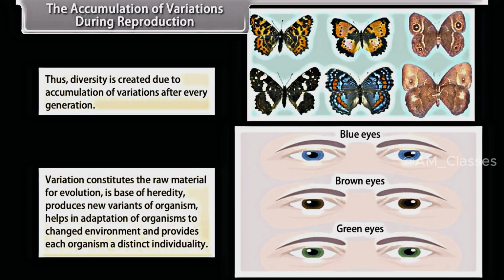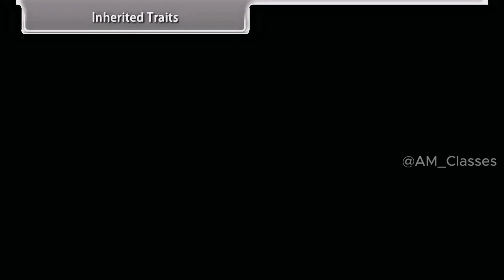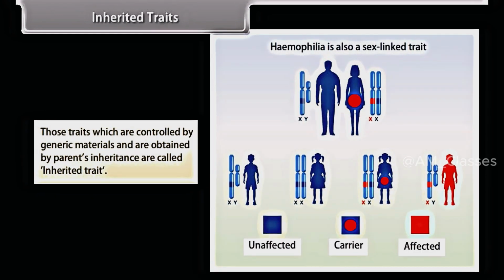Variation constitutes the raw material for evolution, is the base of heredity, produces new variants of organisms, helps in adaptation of organisms to a changed environment, and provides each organism a distinct individuality. Inherited traits: those traits which are controlled by genetic material and are obtained by parents' inheritance are called inherited traits.